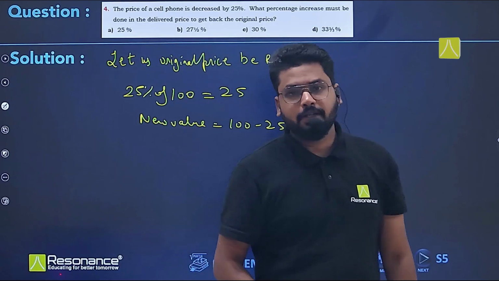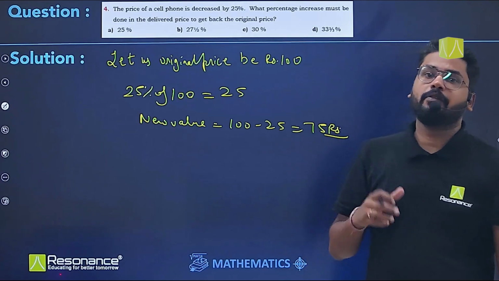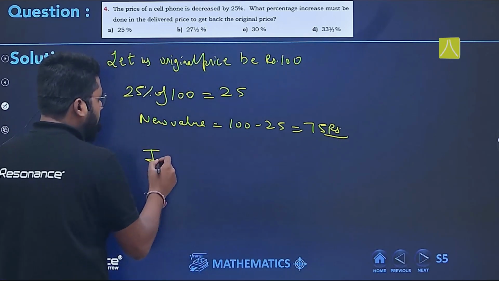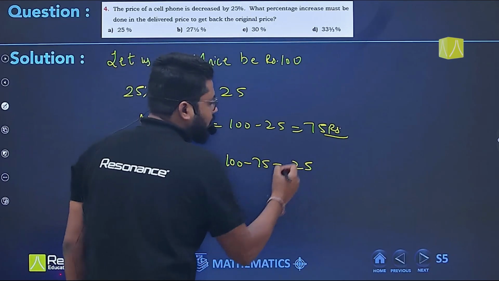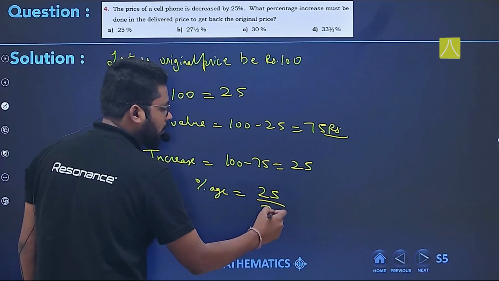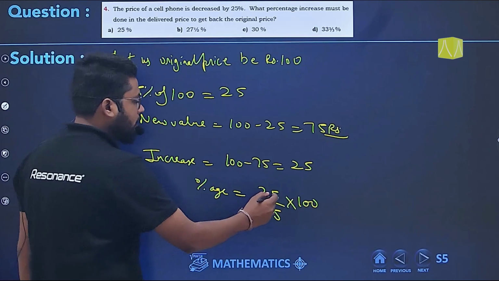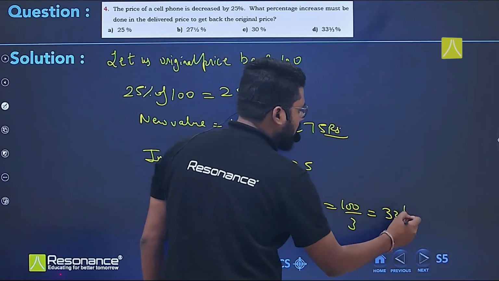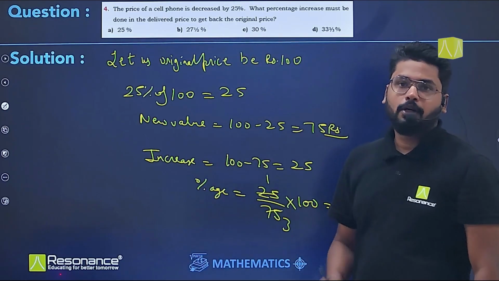But now we have to increase its value again to 100. In terms of percentage, we have to see how much percent we have to increase. So the increase in value is what? 100 minus 75. We are increasing by 25. So in terms of percentage, it is increase in value by total value into 100. So it's 1 by 3, so 100 by 3, or we can say that it is 33 and 1 by 3%. That is how much we have to increase it to bring it back to its original price.